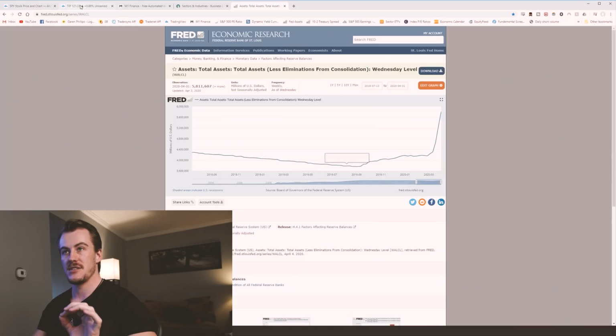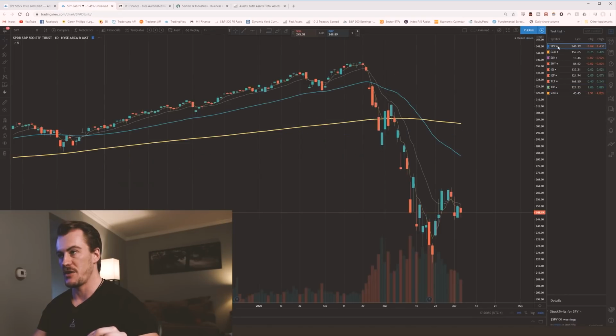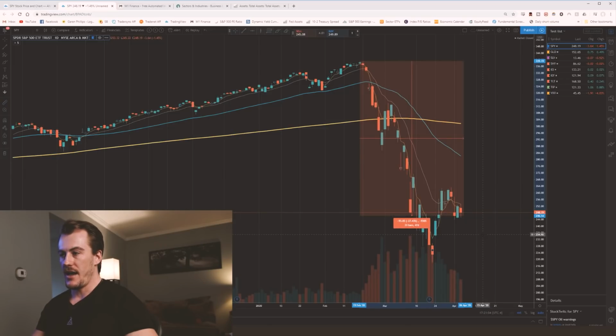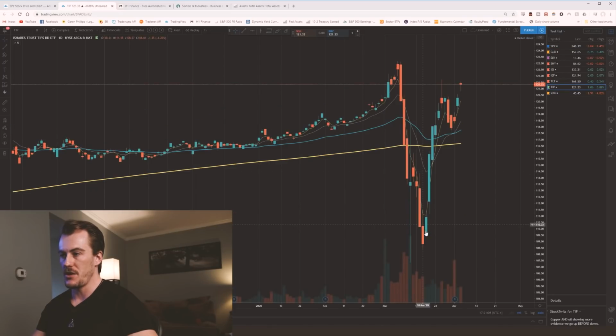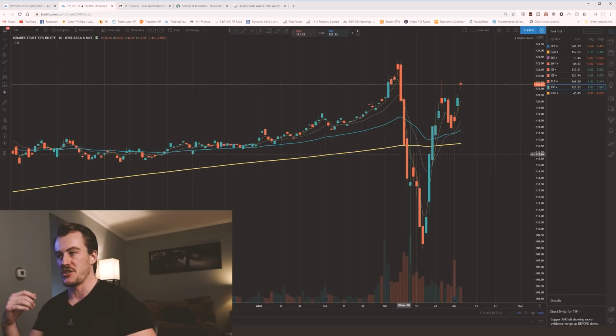Now, let's compare this chart to the S&P 500. So we're going to click on SPY. If you hold down shift and click, you can drag and measure the exact percentages of what we're moving. And you'll notice that if I flip back and forth to TIPS, TIPS fell originally. TIPS came down while the market was crashing. Now, why would this happen if inflation is going to be rising? Well, because the Feds didn't start printing money yet.